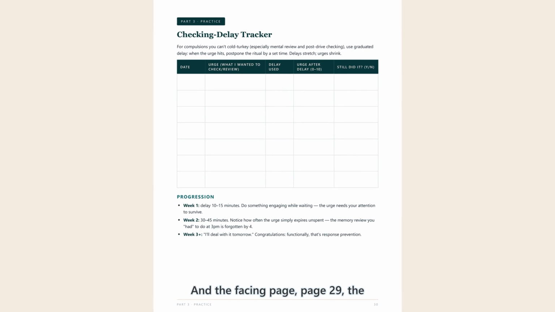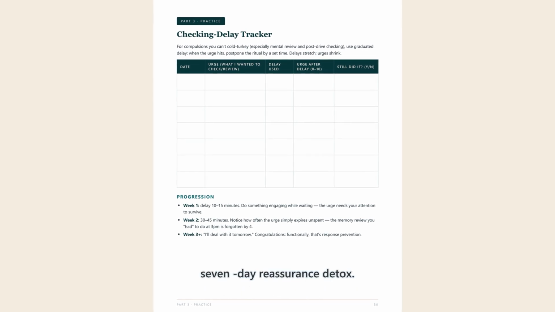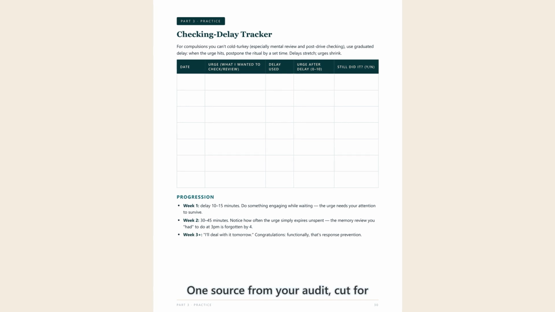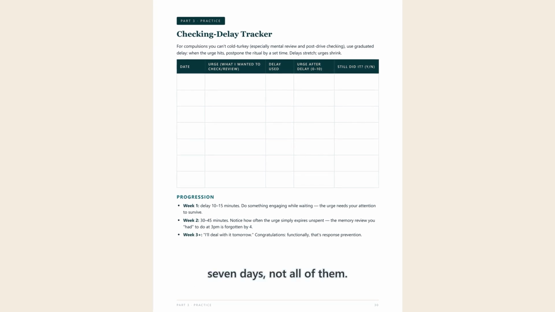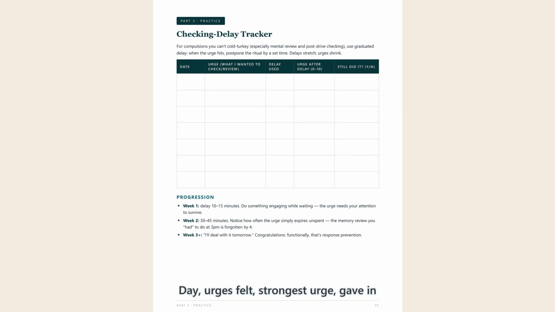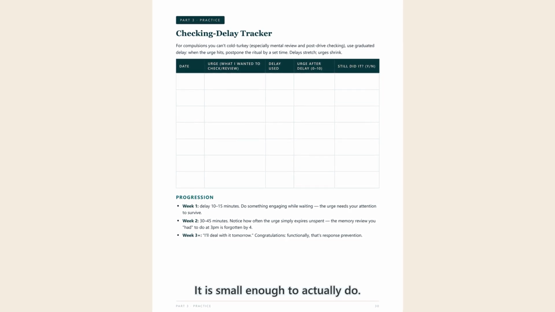And the facing page, page 29, the 7-day reassurance detox. 1 source from your audit, cut for 7 days. Not all of them. 1. Day, urges felt, strongest urge, gave in yes or no, notes. 7 rows, that is the whole design. It is small enough to actually do.